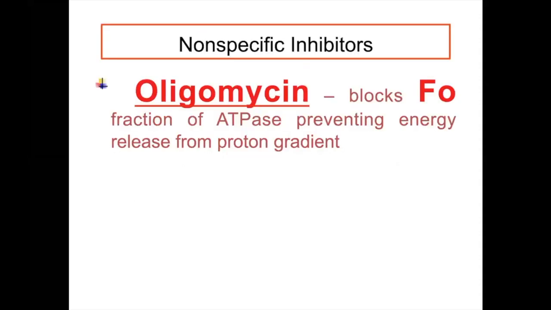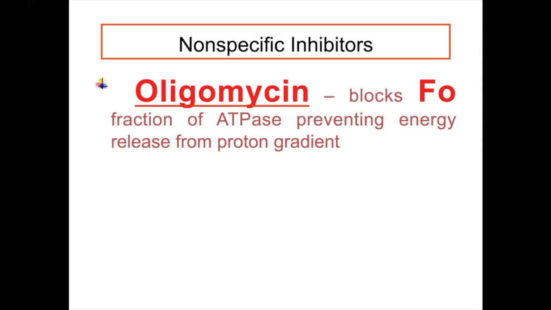Now, I want everyone to memorize oligomycin. Okay, this is a non-specific inhibitor of the electron transport chain. Oligomycin will block the FO fraction of your enzyme ATPase. ATPase is the same enzyme we mentioned earlier, ATP synthase.